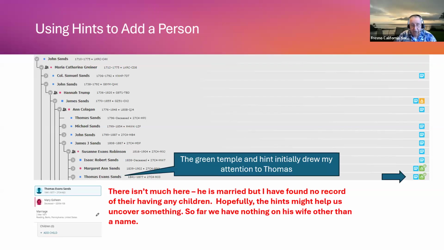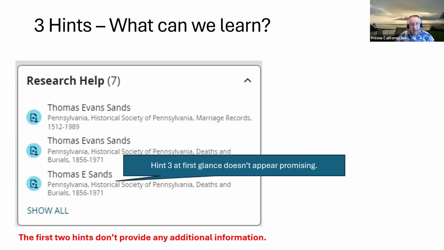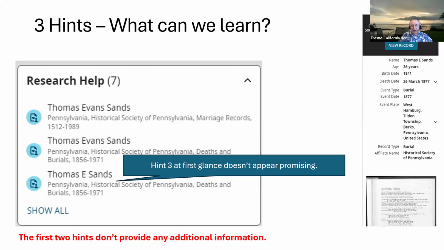We have nothing on his wife other than her name. She doesn't even have dates. Okay, so the husband has some hints. They're all pertaining to his death or marriage. First one's a marriage. We already had that. The other 2 are on his death. But when I looked at the 3rd one, at the transcription page in FamilySearch, the information up there wasn't very helpful, but I noticed a picture at the bottom.